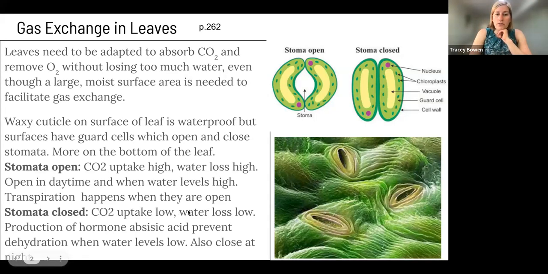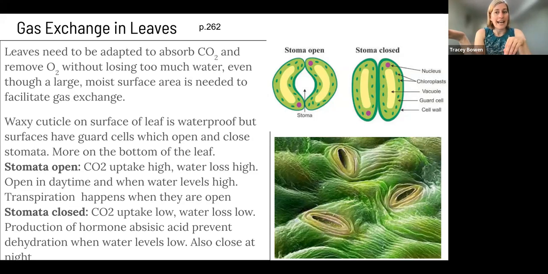When the stomata are closed, the CO2 uptake is low, water loss is low, and this is controlled by a hormone called abscisic acid, which prevents dehydration in plants. They will also close these at night for some plants, because what's going on is, like we talked about in the last video, for photosynthesis, there's two reactions happening in the chloroplast. The first reaction is the light reaction, and that's making ATP, and then they're taking that ATP and sending it to the dark reaction, which is in the chloroplast also, and then they're making glucose. So if they run out of ATP, then they can't make the glucose.